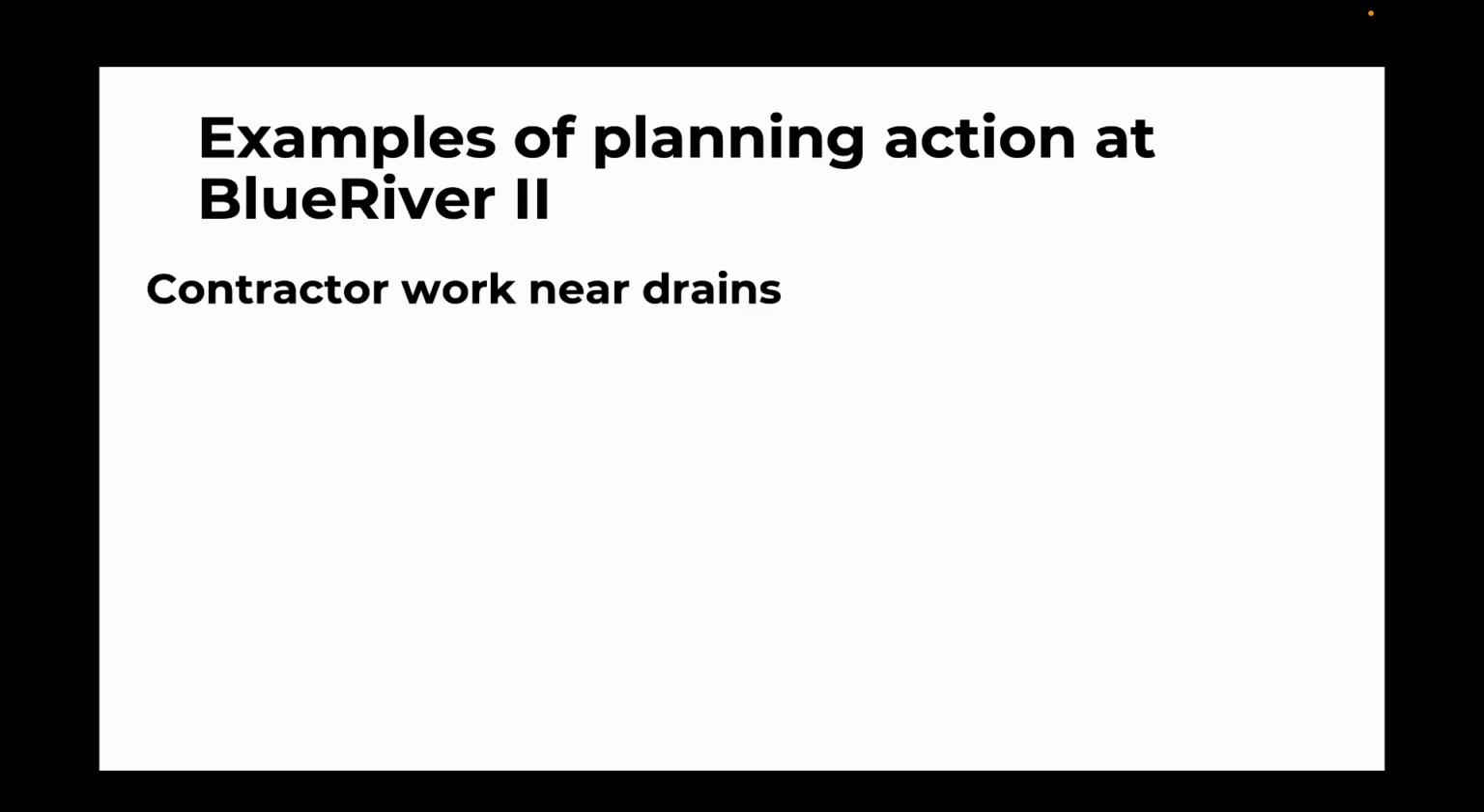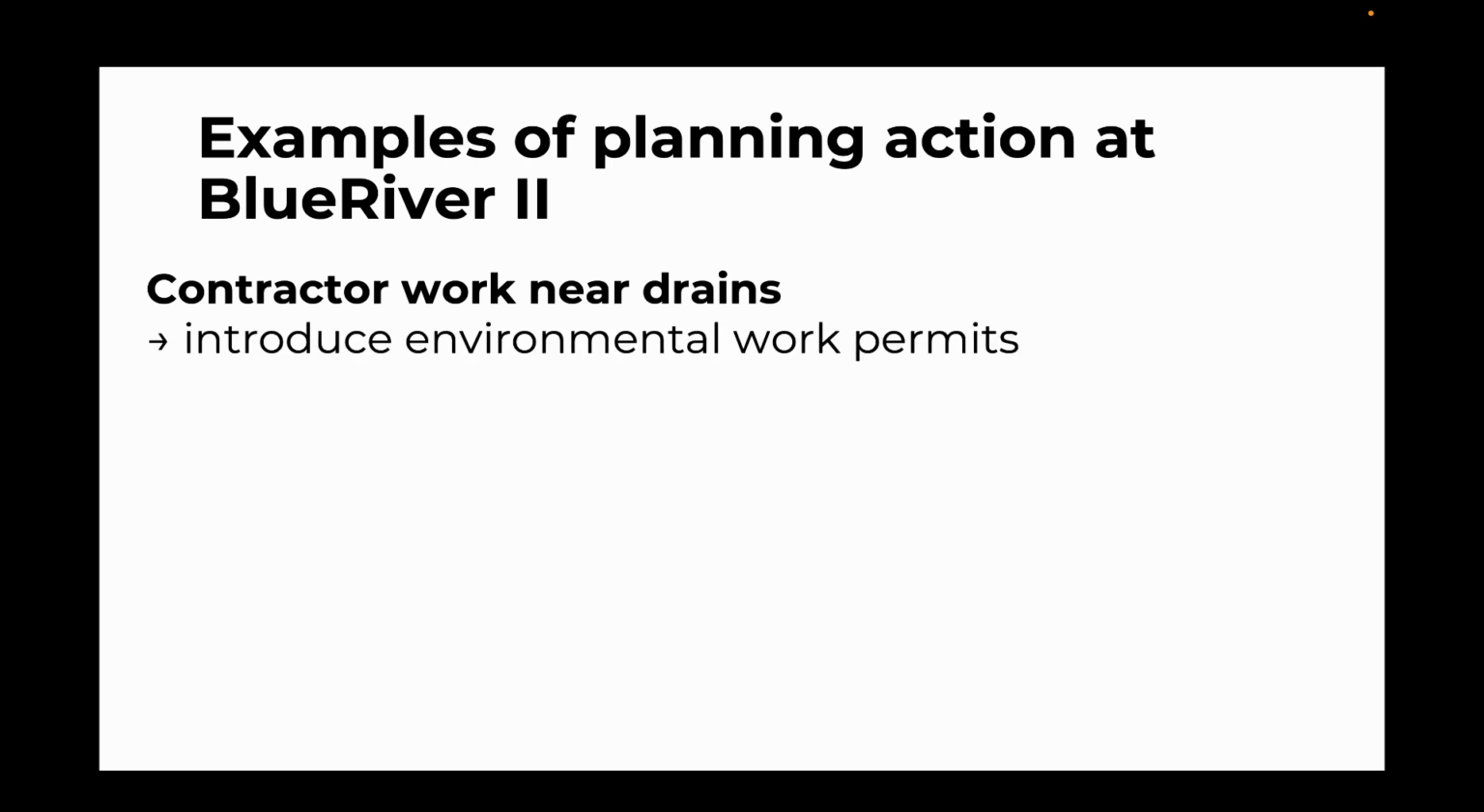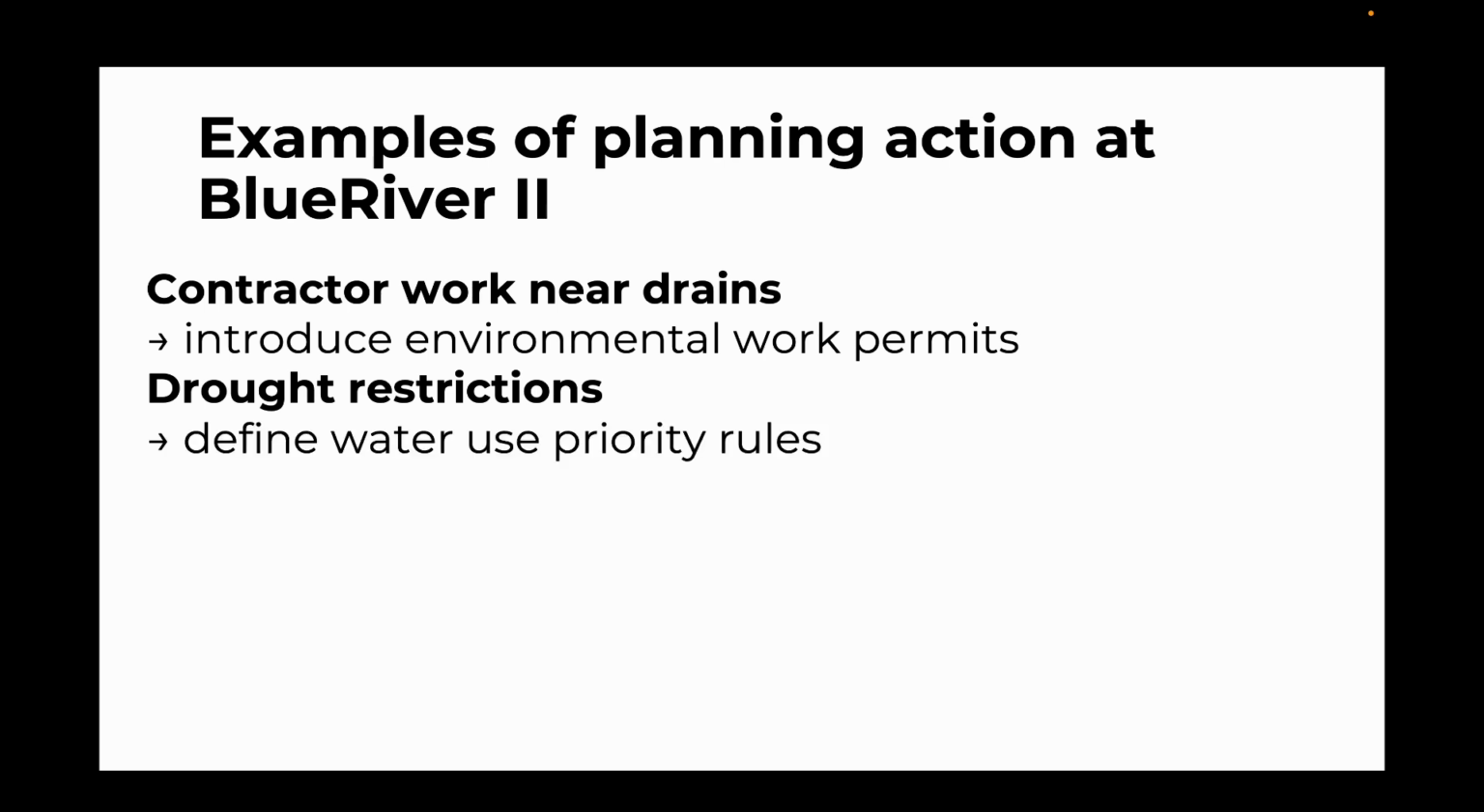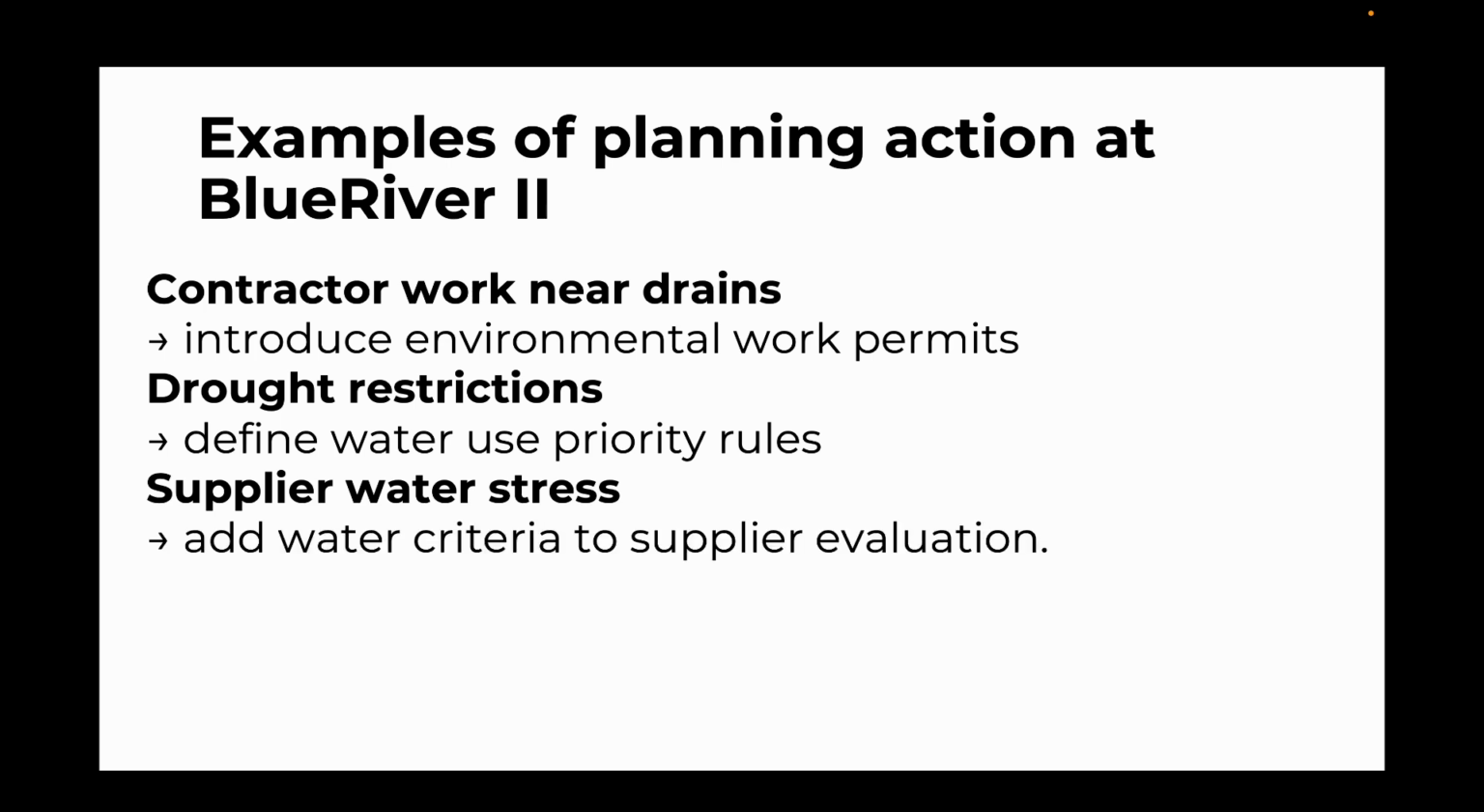And for contractor work near stormwater drains, the action may be an environmental work permit, drain protection, and supervision. For drought restrictions, BlueRiver may need water use priority rules and production planning alternatives. For supplier water stress, the action may be adding water-related criteria to supplier evaluation or engaging key suppliers in improvement. So these are different types of action. They should not all be forced into the same format.